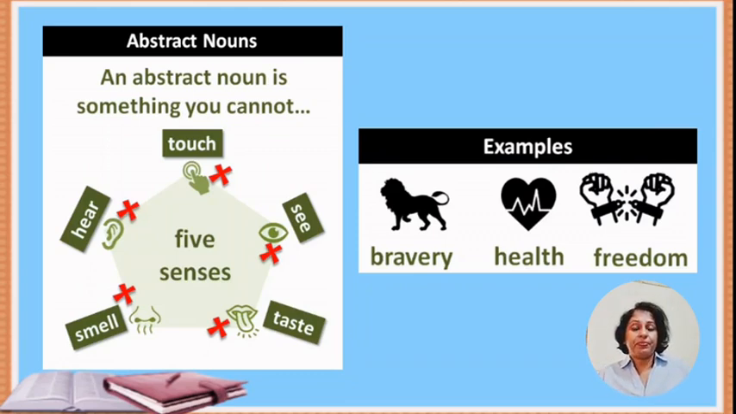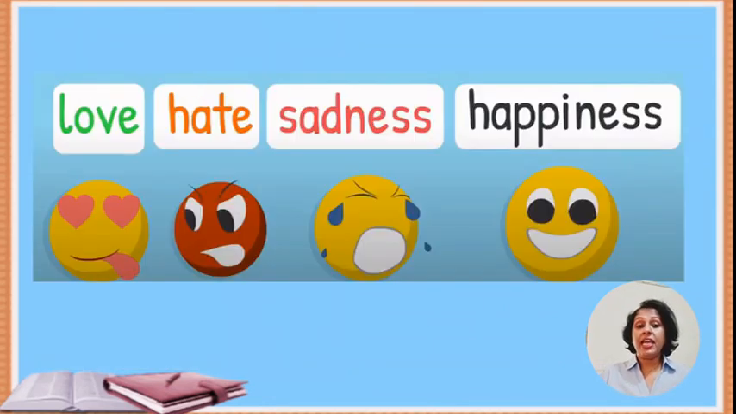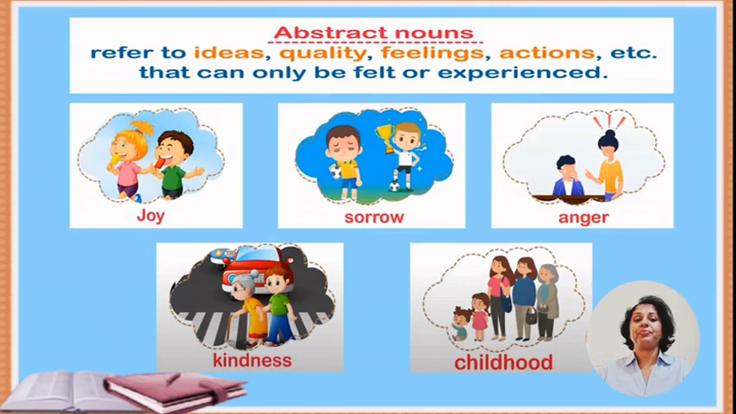Freedom. What do we mean by freedom? They have given the permission. So, that cannot be touched, that cannot be seen, that cannot be heard, but we know that it is there. Yes? So love, hate, sadness, happiness are also some of the examples for abstract nouns. We cannot touch, taste, see, smell or hear it, but we can experience it.